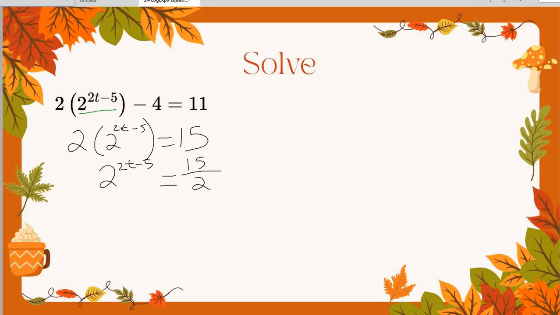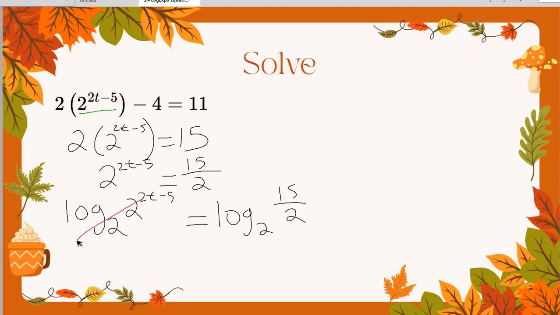The only difference this time is, what is my base? 2. So when I take the log of both sides, I'm going to use a base of 2 this time instead, because that is what allows me to reduce with my exponent. So I end up with 2t minus 5 equals log base 2 of 15 over 2. But is my t or my variable, is it by itself yet?